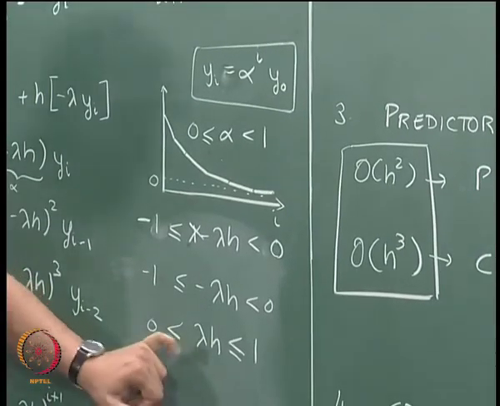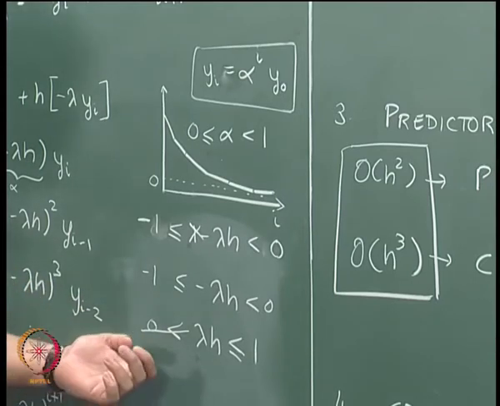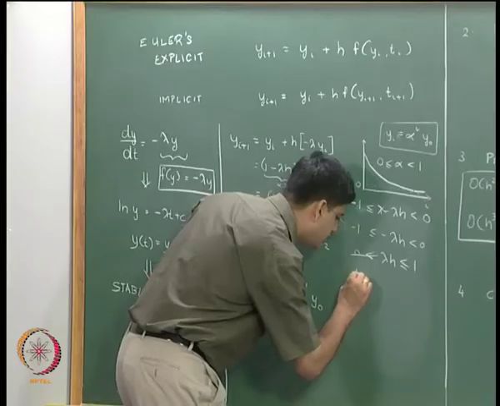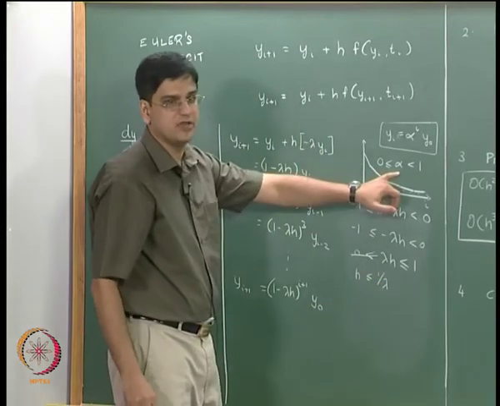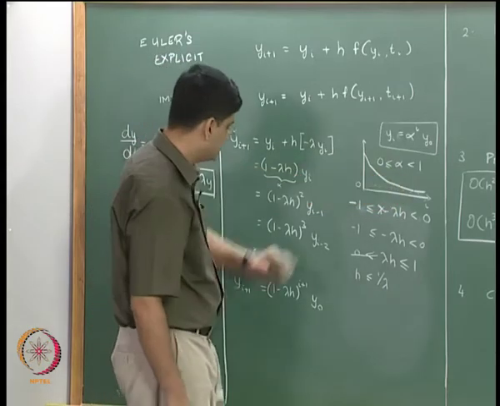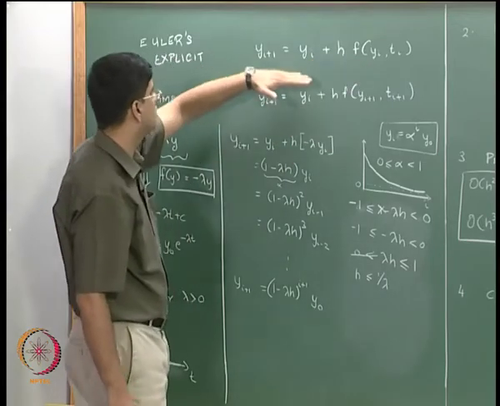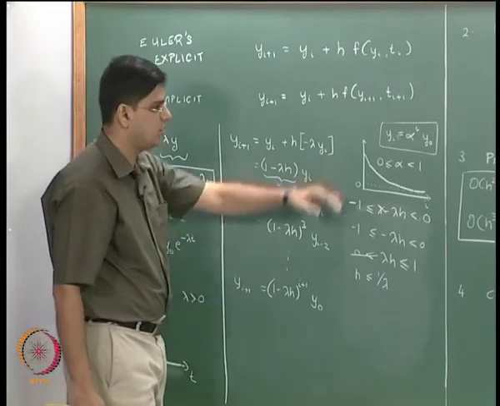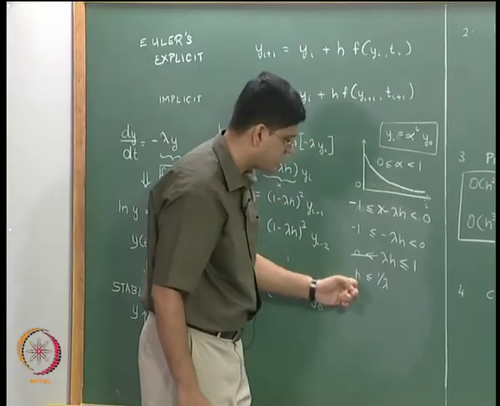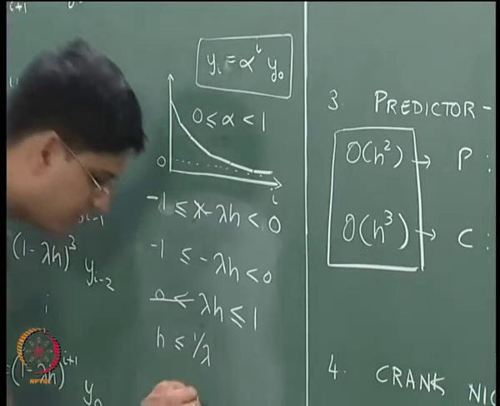As long as h, now h is a positive quantity, so this becomes a redundant thing. H we always know is going to be positive, so as long as the value of h is less than or equal to 1 by lambda, we will get monotonic behavior. So, that is the first result, that the overall numerical solution of the Euler's explicit method is going to be monotonic and monotonically decreasing for a linear system as long as h is less than or equal to 1 by lambda.